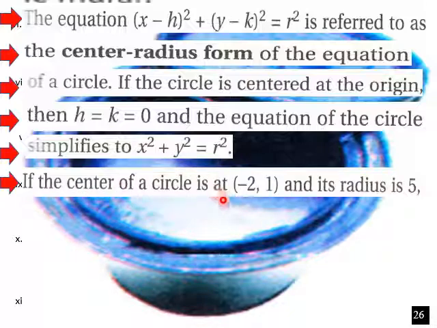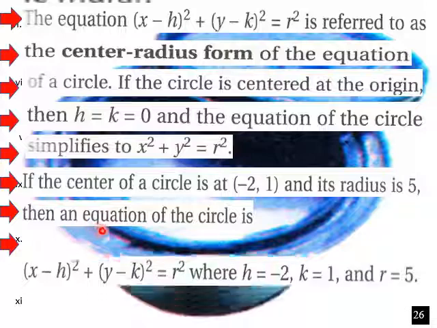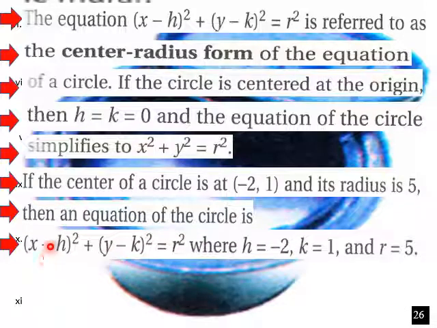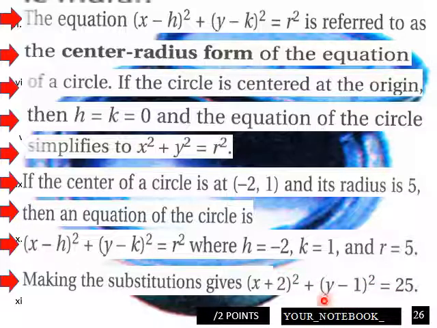If the center of the circle is at (negative 2, 1), and its radius is 5, then the equation of the circle is (x minus h) squared plus (y minus k) squared equals r squared. Now we plug in h equals negative 2, k equals 1, and r equals 5 into this formula, and it gives us (x plus 2) squared plus (y minus 1) squared equals 25.